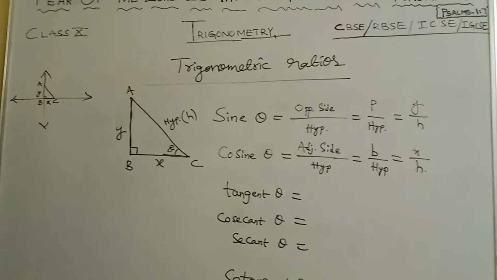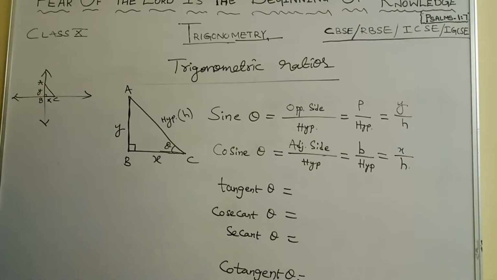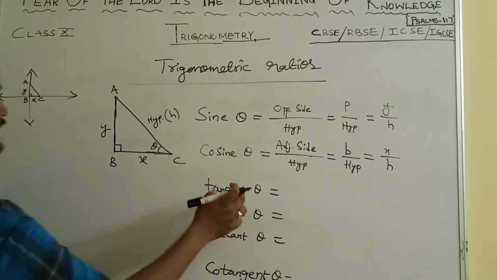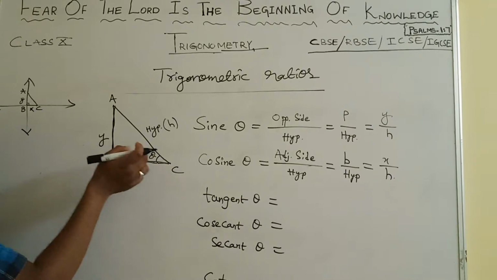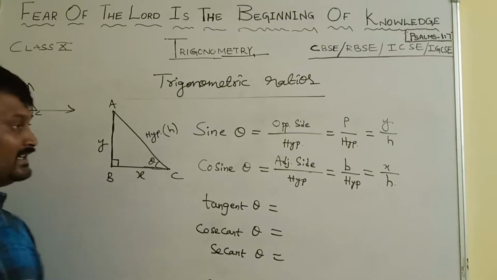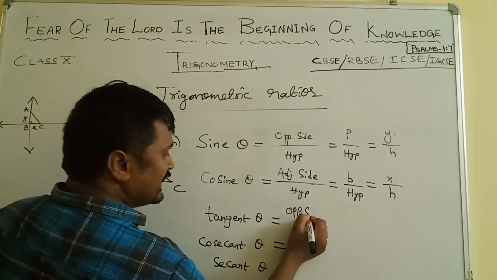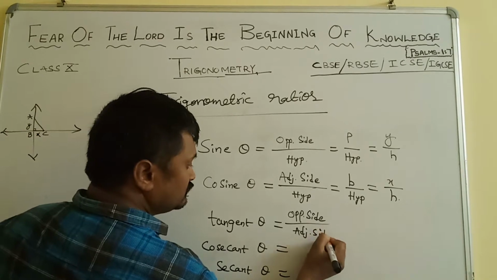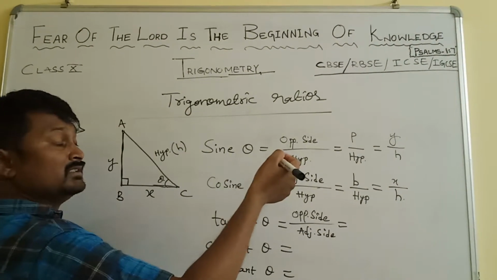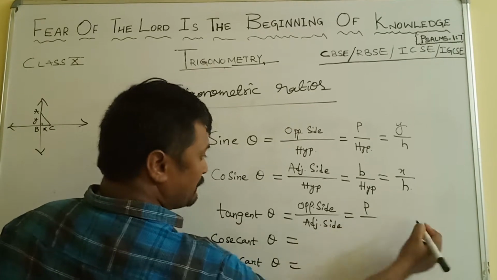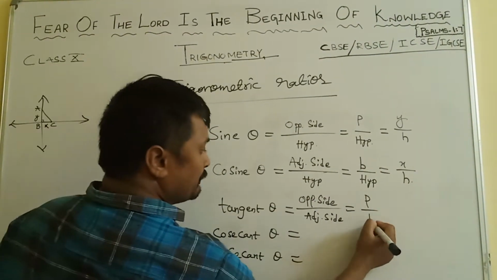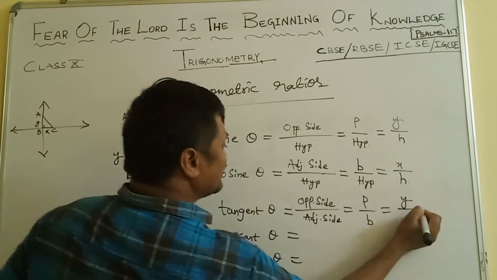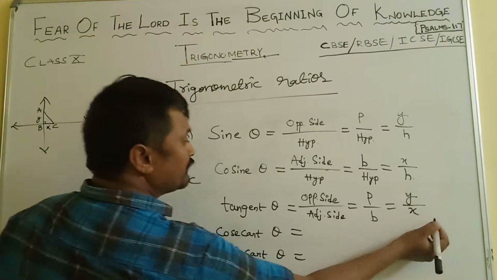Okay, so we are going to write what is tangent theta, cosecant theta, secant theta, and then cotangent theta. Let me know what is first tangent theta. Tangent theta is nothing but opposite side upon adjacent side. So we can write here opposite side upon adjacent side. Opposite side is nothing but perpendicular. Adjacent side, other name base. Perpendicular is y and base is nothing but x. So we write here y upon x.